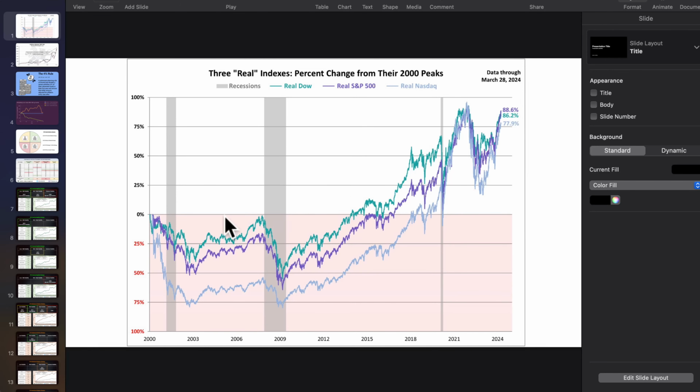But like that little clip said, if you look at this, what we're essentially looking at is the real inflation-adjusted performance of the main 3 indexes. So the Dow, the S&P, and the NASDAQ. We'll focus on the purple, which is the real S&P 500. Now, just a side note, this is, of course, using the official government numbers on inflation.